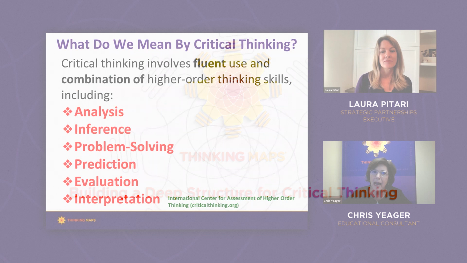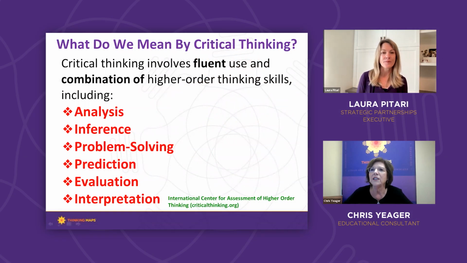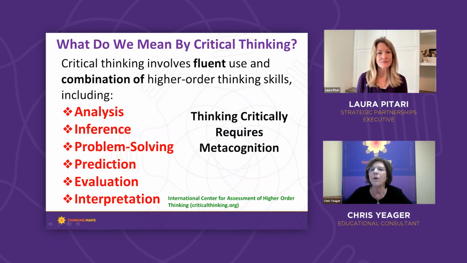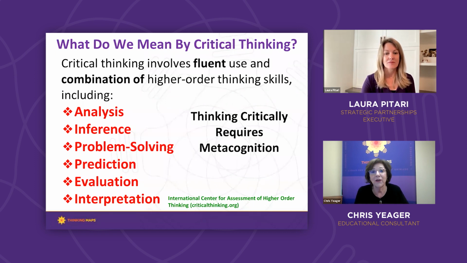So we're going to talk about what we mean when we say critical thinking and how all of this actually works. Everybody has different definitions of critical thinking, but here are the key pieces of it. It's not necessarily this list, everybody has this list, but it has to be the fluent use and combination of these higher order skills. So I have to analyze in order to infer. I have to make predictions and evaluations, and all of it works together.